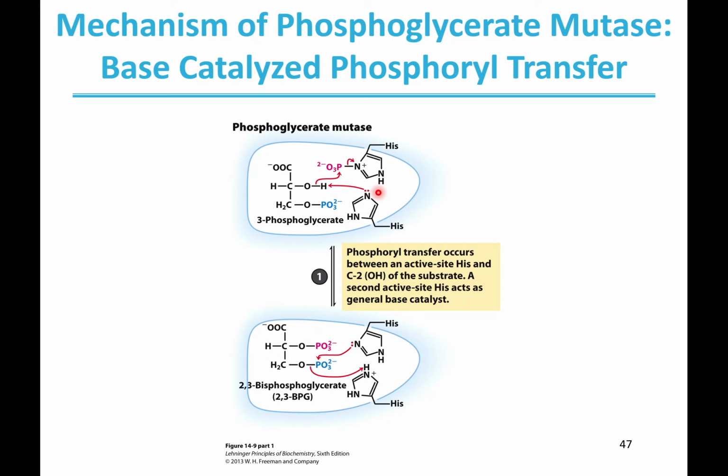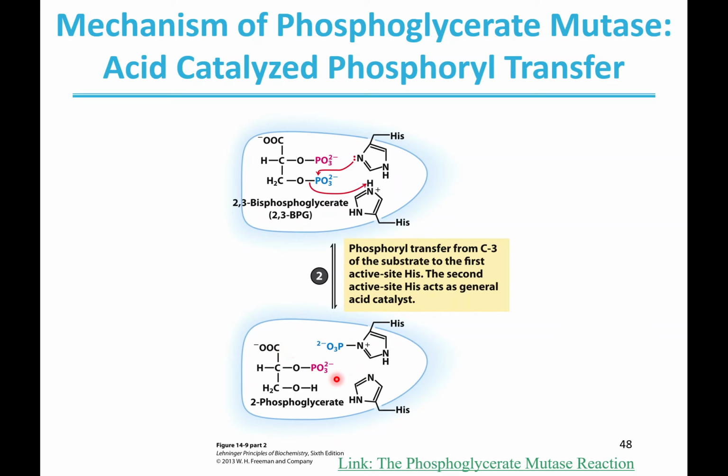Right, so here's our mechanism. Right, we have two active site histidines. One has a phosphate group. The phosphate group on that active site histidine is going to be placed on carbon 2. That gives you a 2,3-BPG intermediate. All right, and that 2,3-BPG intermediate can then give up the phosphate on carbon 3 to the other histidine. Actually, it would be back to the same histidine that had the phosphate group to begin with. Okay, and that resets the enzyme, and that gives you your product, 2-phosphoglycerate.